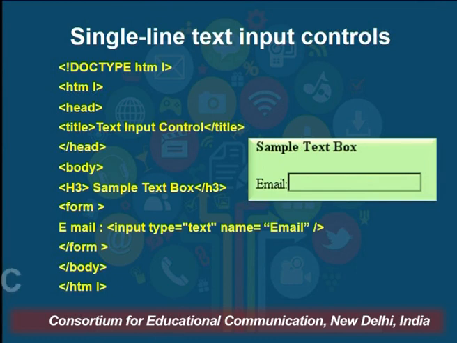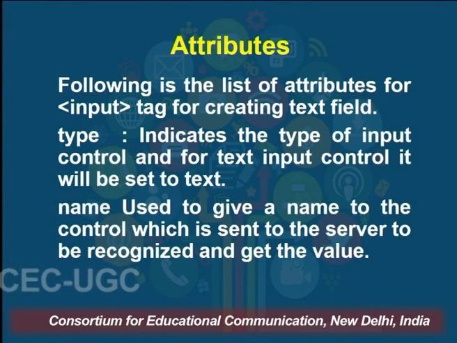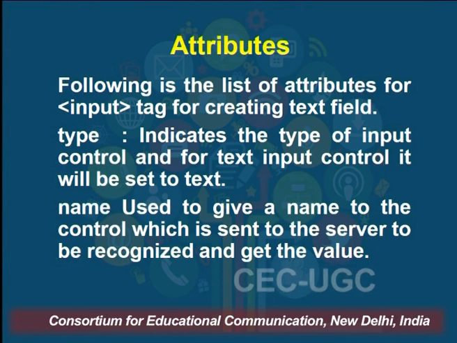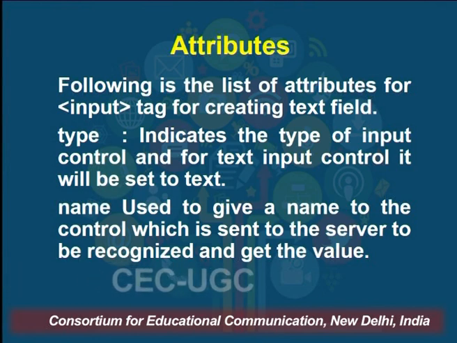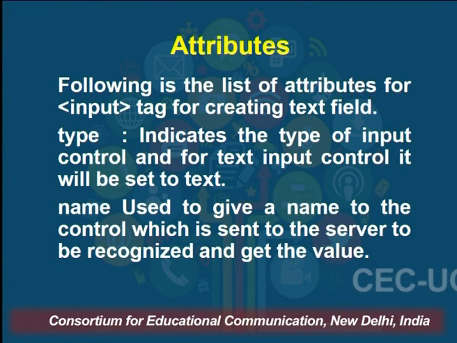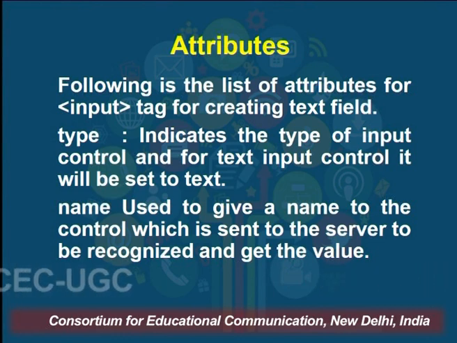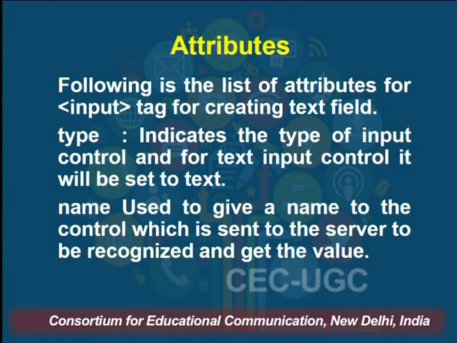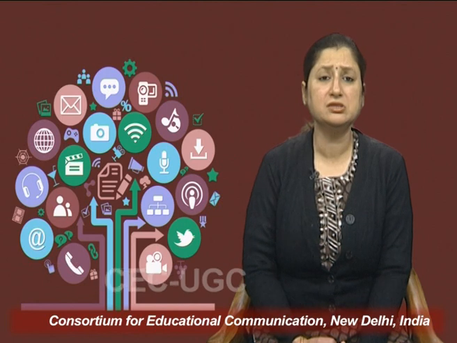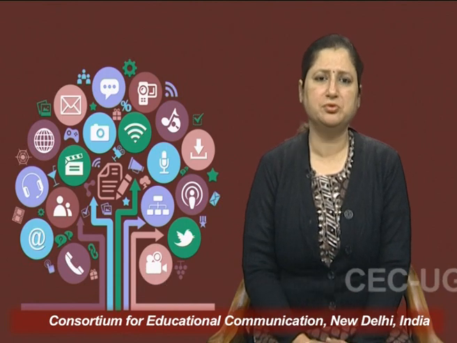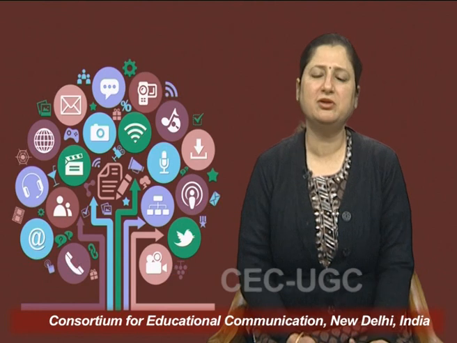So you write input type is equal to text because you want a single line of text, and you give a name to this. Besides this, the input type can have several other attributes that we will look at also. The first for the input type is the type attribute, in which you specify whether you want a text box, a password, or a checkbox, etc. Then you have to give a name to the control, which is sent to the server so that it can be recognized. Then you give a value attribute to your input element. Now the value attribute has different purposes for different controls. In case of a text box, whatever you give in the value attribute will be the default value, that is, when the form loads, whatever is written in the value attribute will be shown to the user.